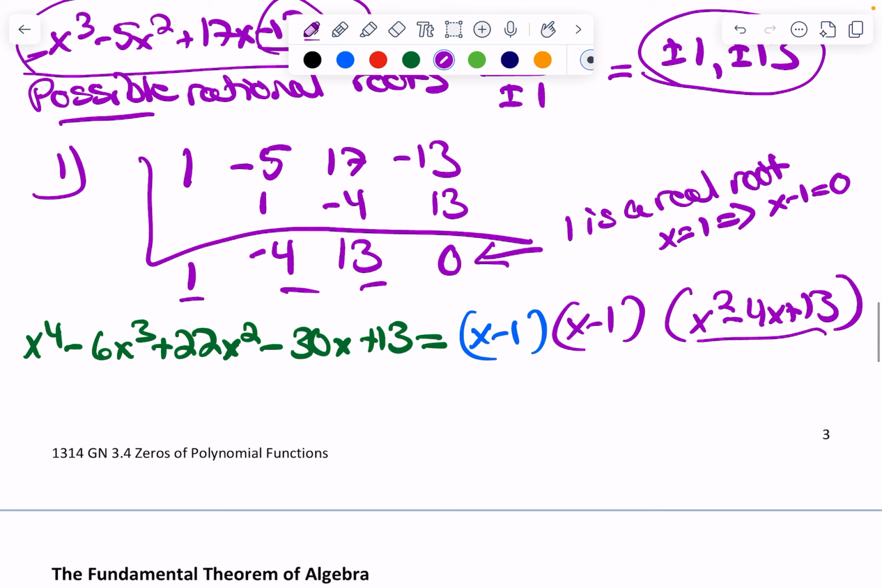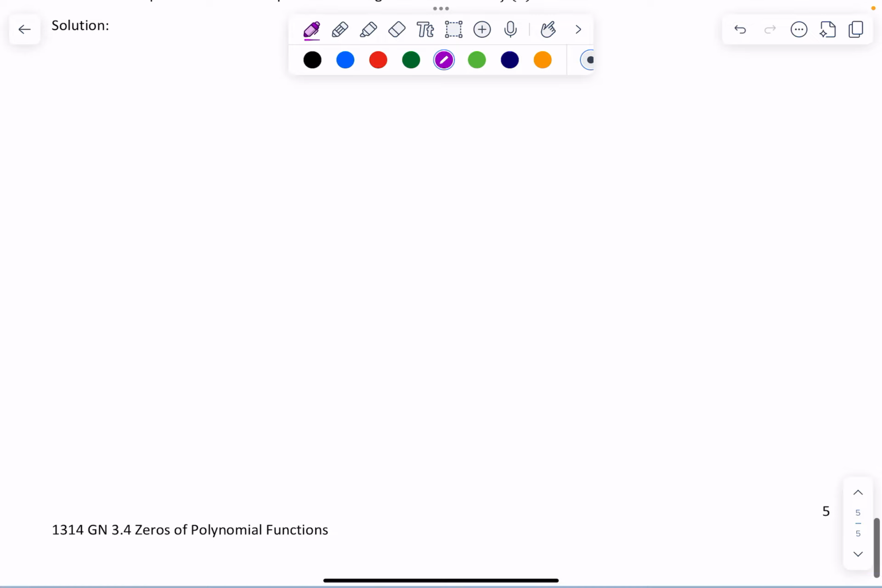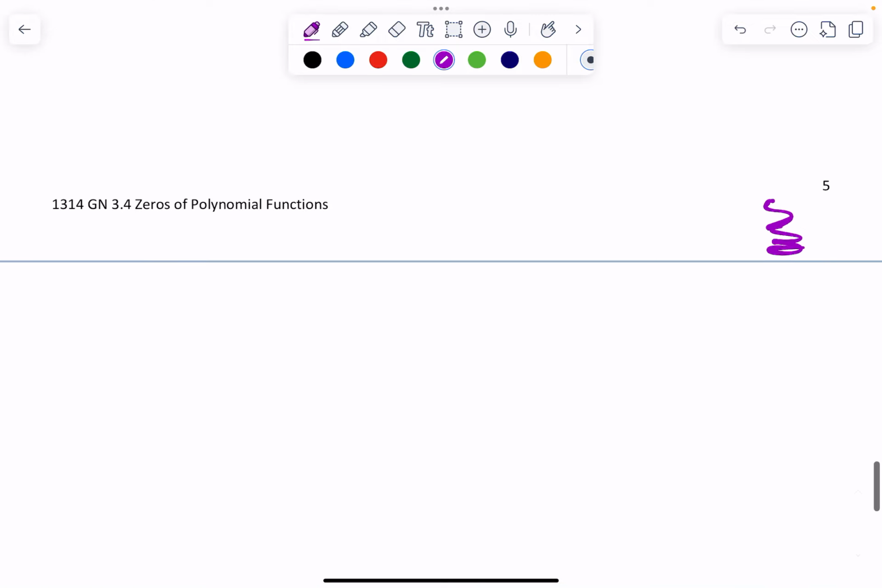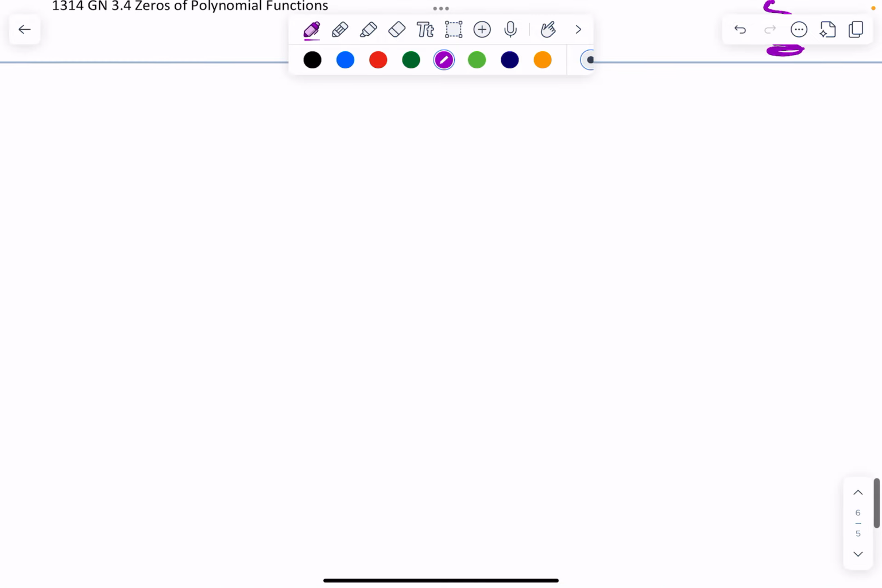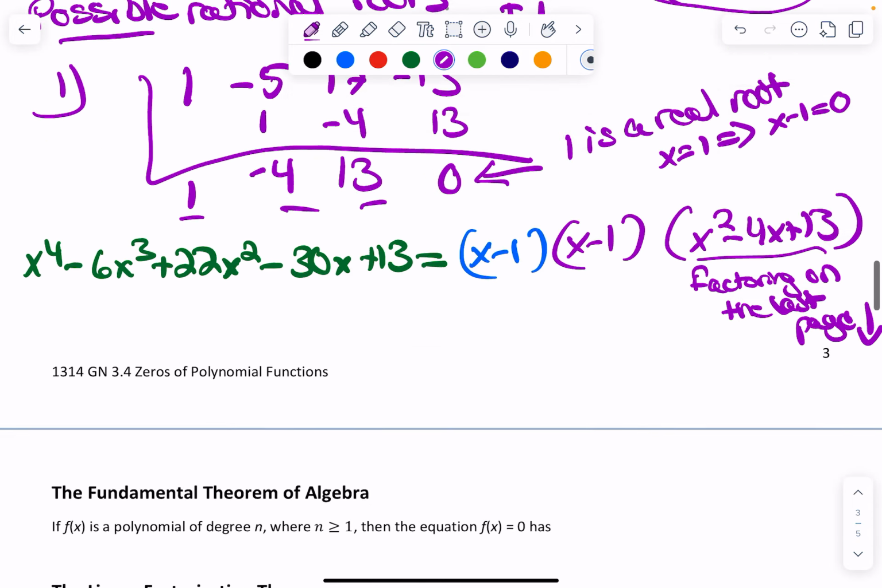I might need to continue factoring on the last page. I don't have enough room here. x squared minus 4x plus 13. So I'm going to go ahead, I need to write something so that it gives another. So hold on, what page was that? That was page 3.